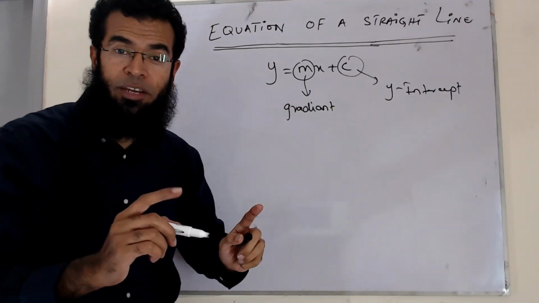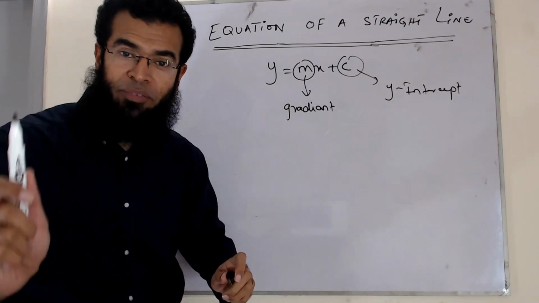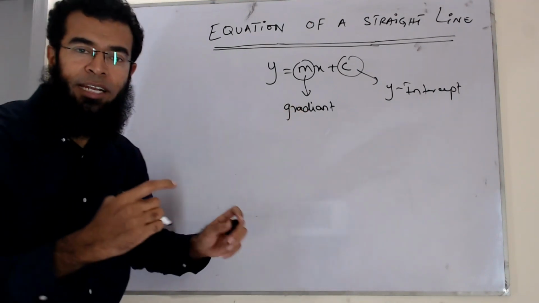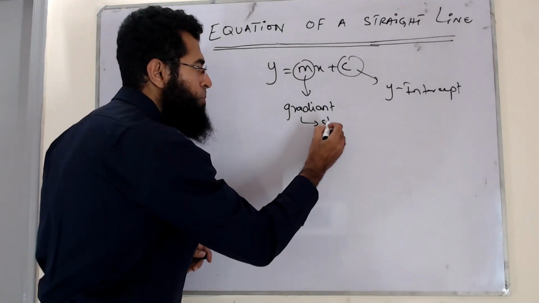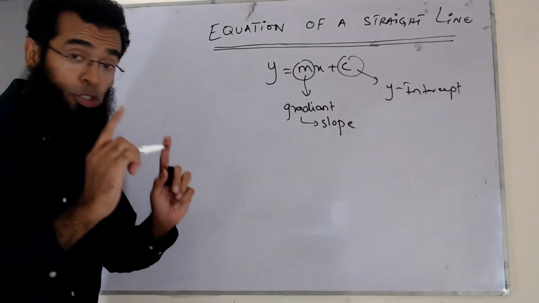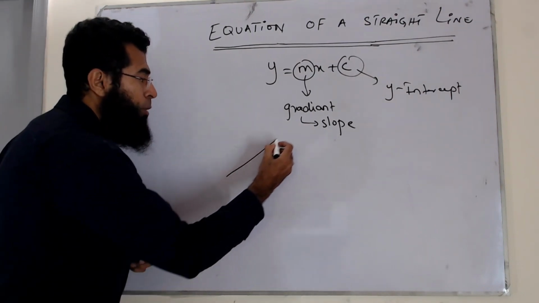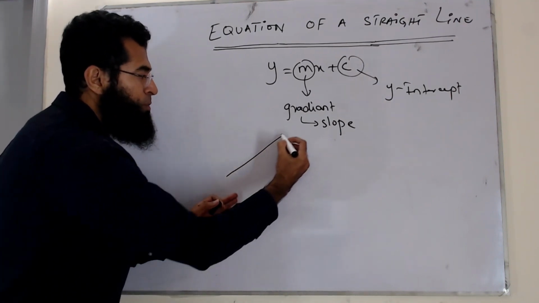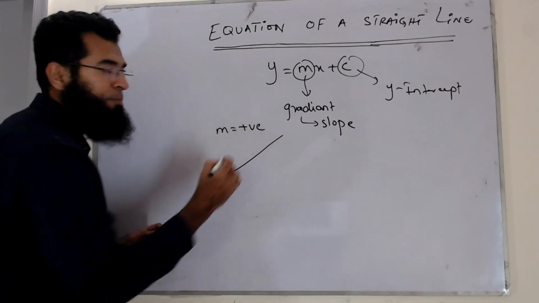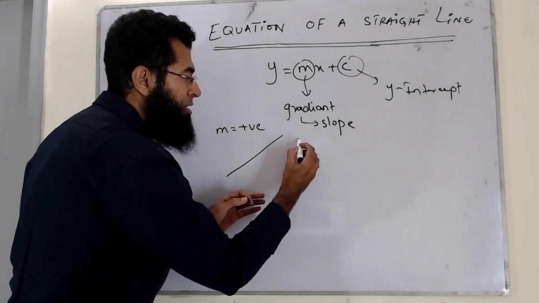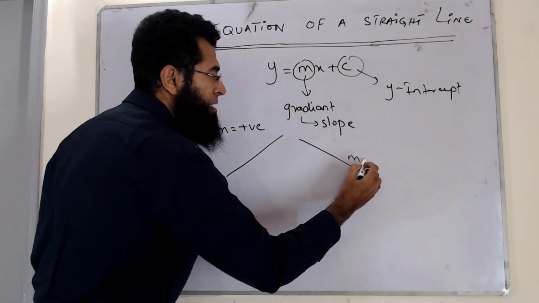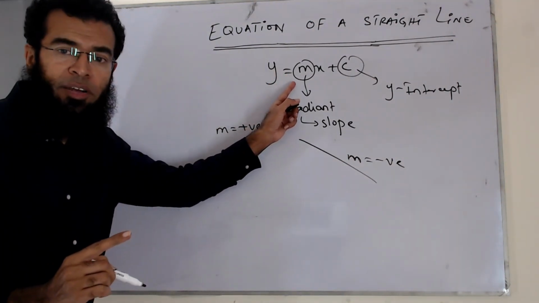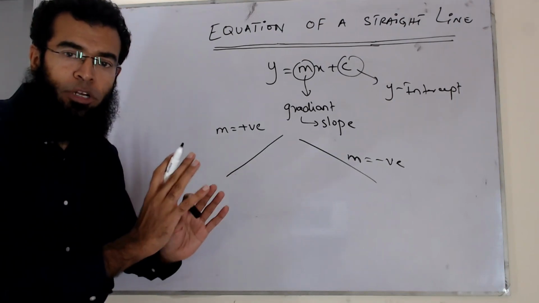I hope you know the concept of gradient. Otherwise, you can have a look at my previous video on gradient so that the concept is absolutely clear. Gradient, as we've already discussed, is the slope of the line. Important point to remember: as you move towards the right, if a line slopes upwards, it has a positive gradient. If you move towards the right and the line slopes downwards, it has a negative gradient. And please don't forget, the symbol for the gradient is m, so there should be absolutely no confusion in that.